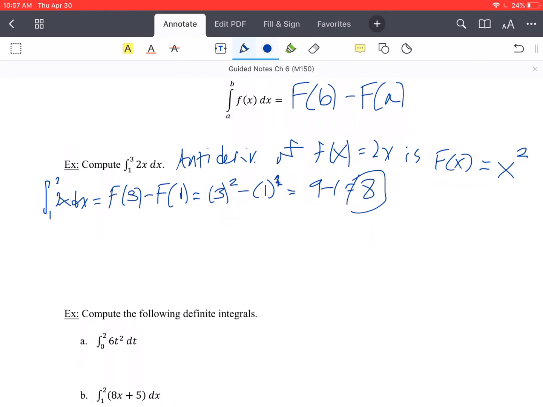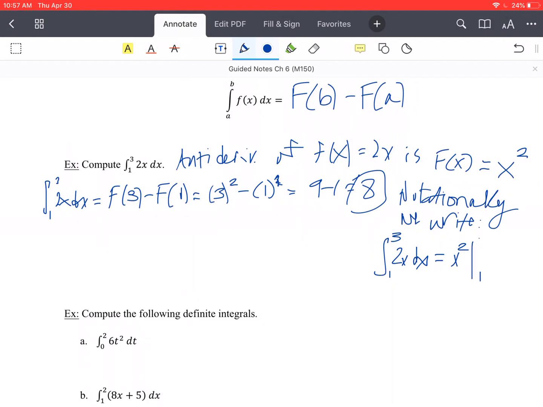Notationally, I want to put this in here. We're going to write it in the following way. So we have the integral from 1 to 3 of 2x dx. We write that equals the antiderivative, so x squared, and then we draw this vertical line with 1 and 3 on it. And this is what we call the evaluation bar.